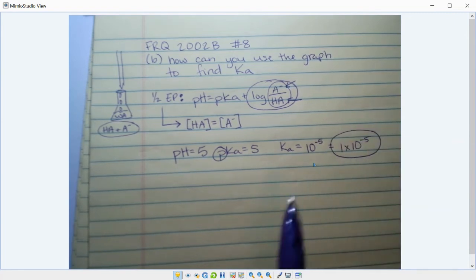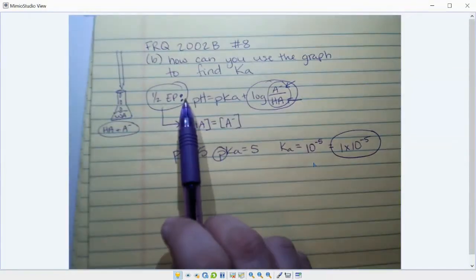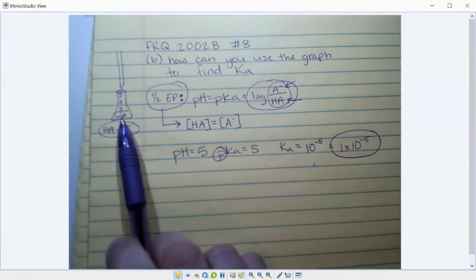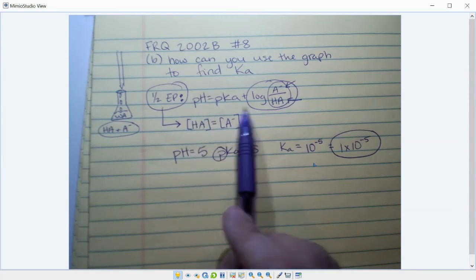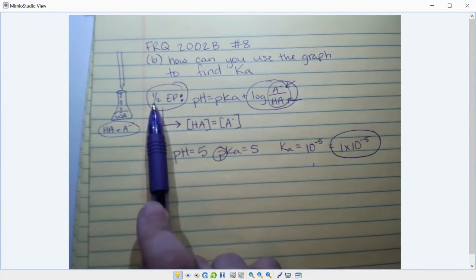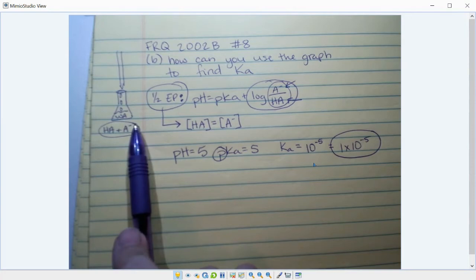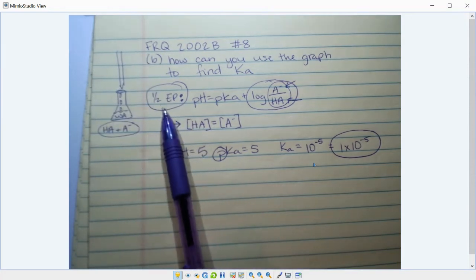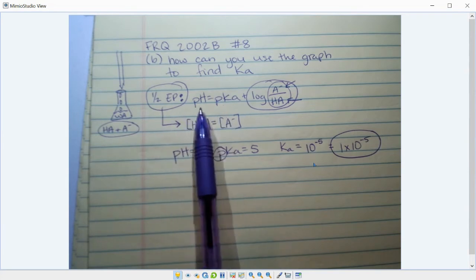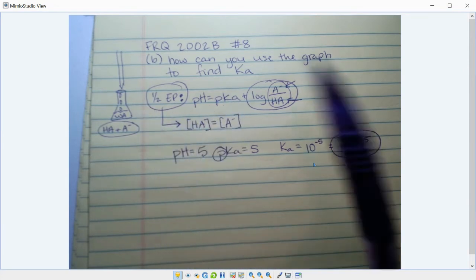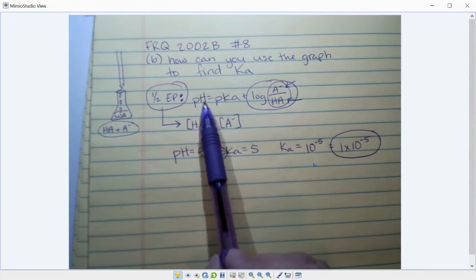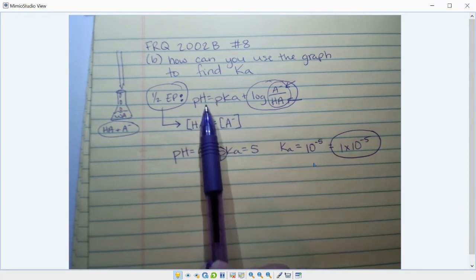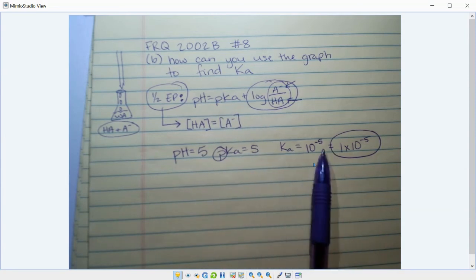So that's how you can use the graph to determine what the Ka is, if it's weak, because you have to have something weak present for us to have this buffer situation going on. So this is true if you have a weak acid or a weak base being titrated with something that's strong. At the halfway point to the equivalence point, pH equals pKa. And if you can interpret your graph to find your pH, then you can in turn take your pKa to solve for your Ka.